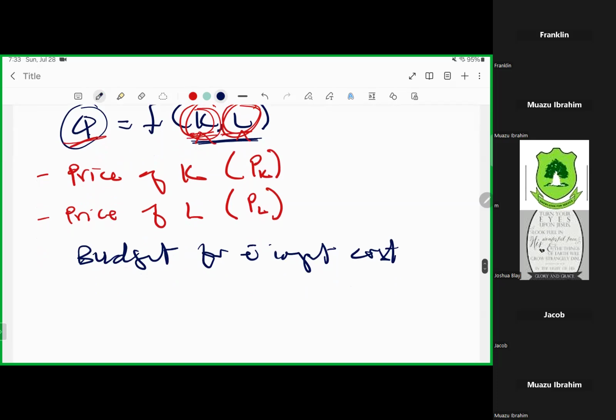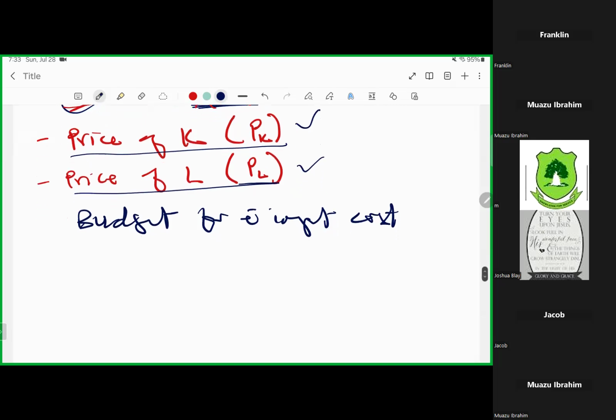In this case, the quantity of capital is referred to as K, and the quantity or the amount of labor is referred to as L. So the price of capital will be PK, and the price of labor will be PL. So what will be the total cost that you will be spending on capital, and what will be the total cost that you will be spending on labor? The cost that you will be spending on capital.